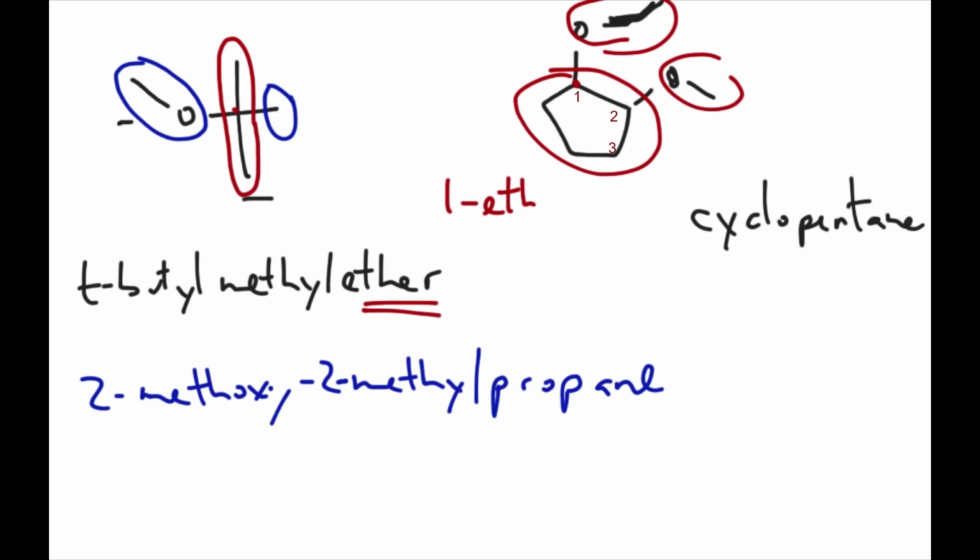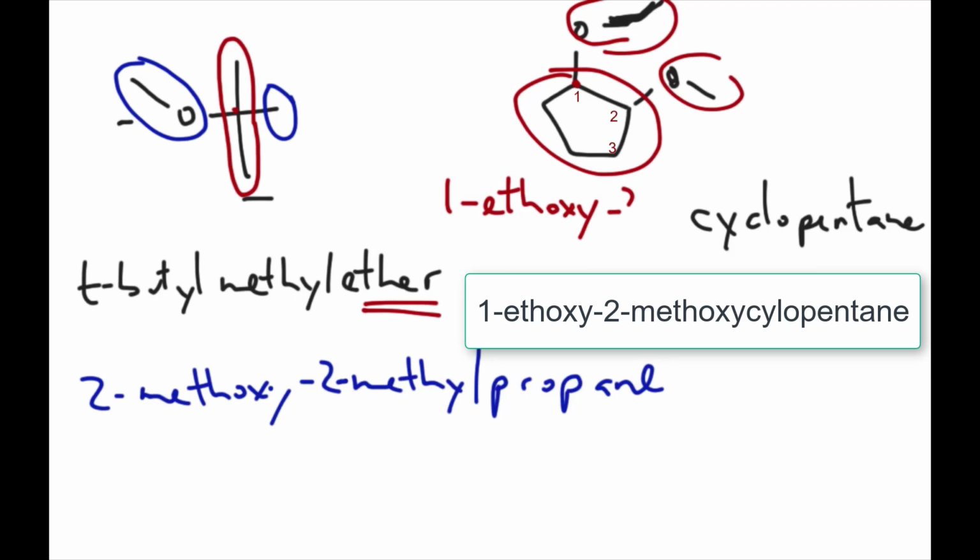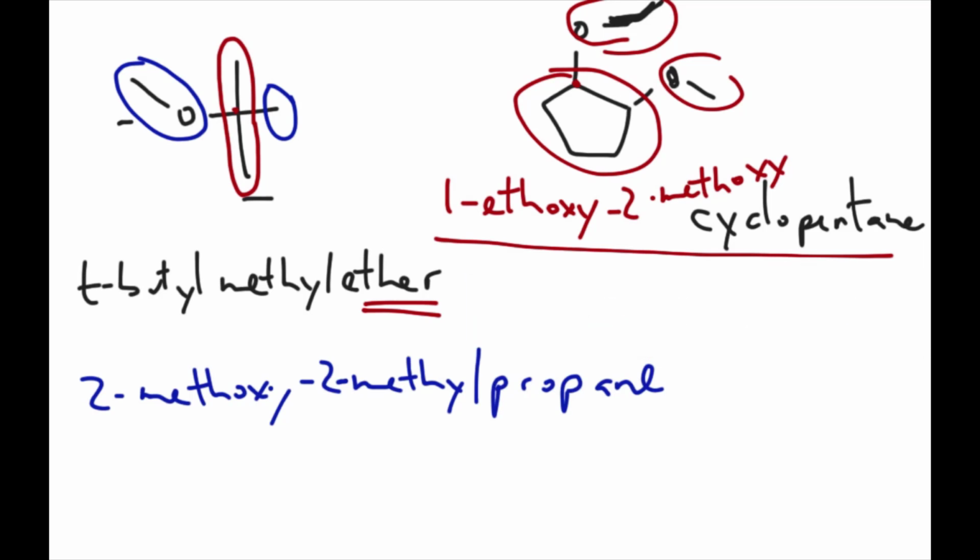So we have a 1-ethoxy, and then in the 2 position is a methoxy. I ran out of room, so it's going up above here. So 1-ethoxy-2-methoxycyclopentane. You can see that for this one, we wouldn't be able to use simple naming to name this, and even the complex naming would be difficult. So naming the ethers, it depends on what situation you have, how you name it.